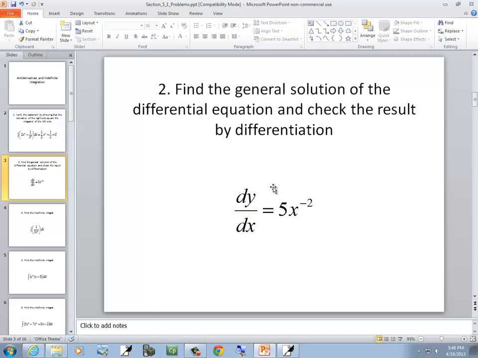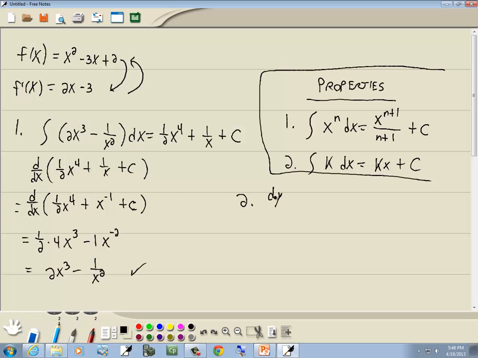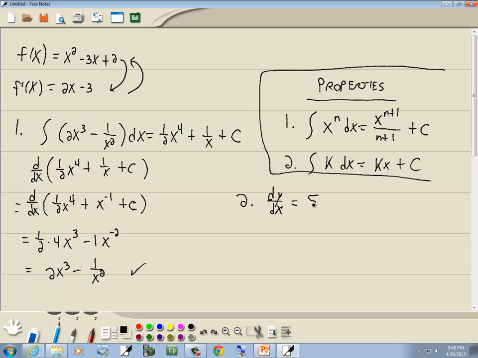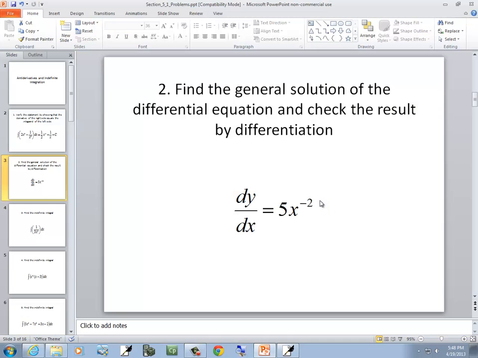Number 2. We got dy dx equals 5x to the negative 2. And it says find a general solution of the differential equation and check the result by differentiation. Differential equations, yeah, we got the derivative here. So we're saying the derivative is equal to this. And when they say find a general solution of it, we want to go backwards. We want to find y.